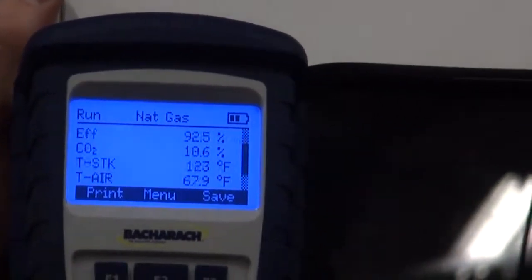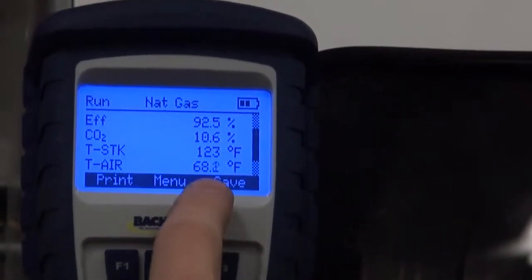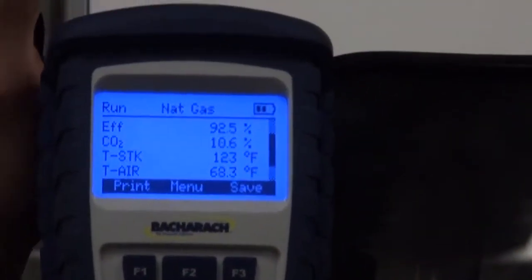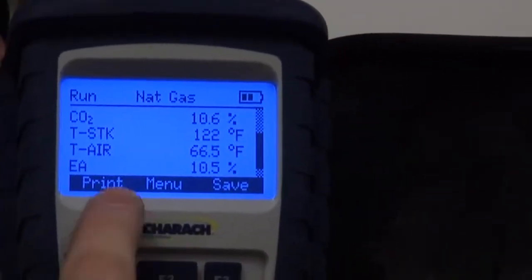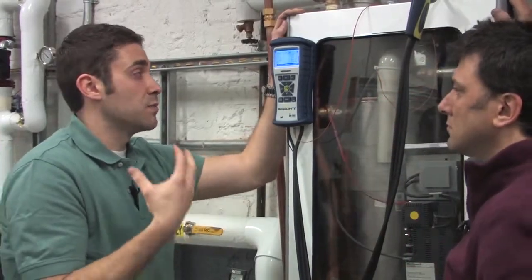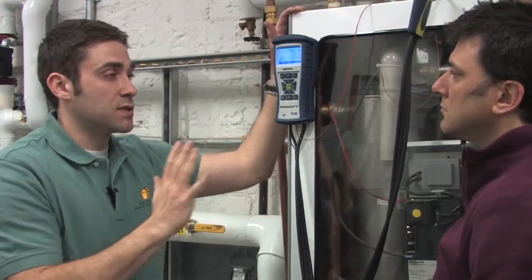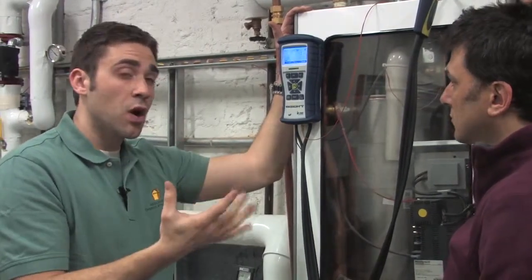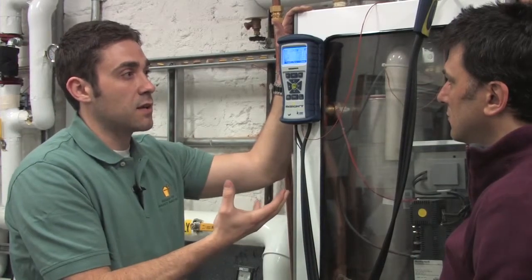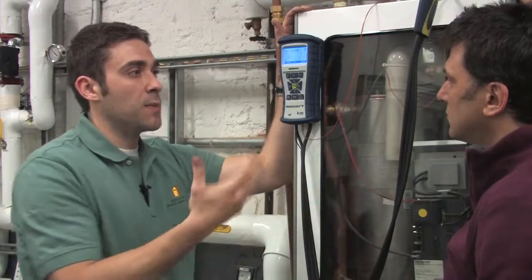Our stack temperature, 124. The temperature of the air coming in from the outside is 68 degrees, because we have a little probe in here testing that. Our excess air is about 10.5%. So we don't have a lot of excess air. So the reason, being that we don't have a lot of excess air, we have a lot of carbon monoxide being produced. So this is telling me that there's either too much fuel or we don't have enough air getting into the combustion process. So I'm willing to bet with this system, we probably have a little too much fuel.